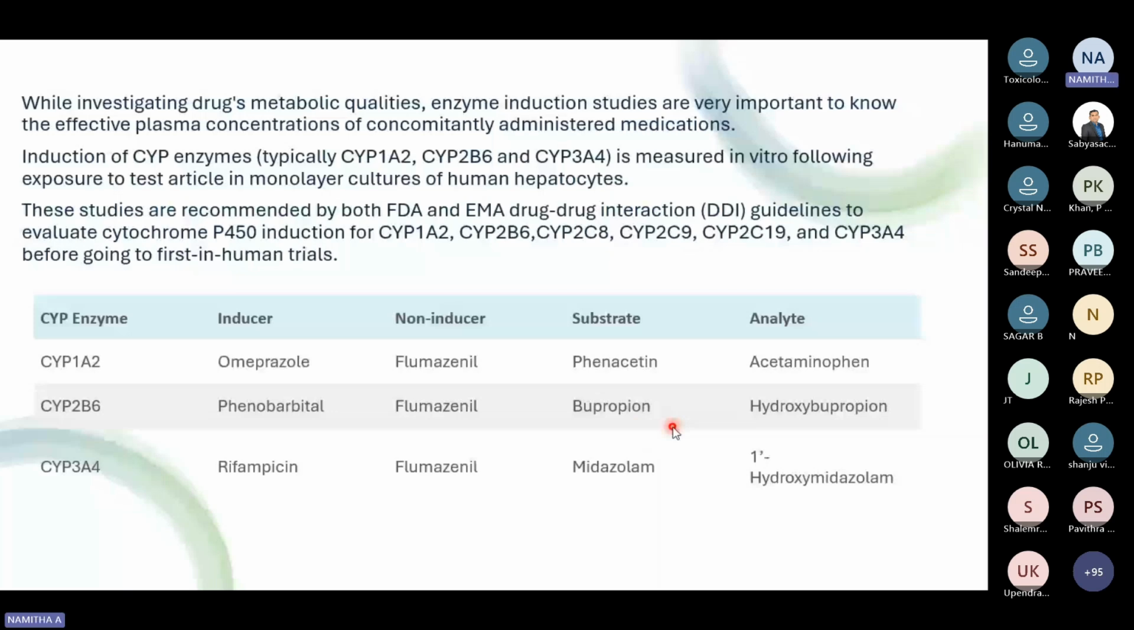Flumazenil is a non-inducer, the substrate is midazolam and the analyte is 1-hydroxymidazolam. For other enzymes like CYP2C8, CYP2C9 and CYP2C19, the same inducer, rifampicin, can be used.